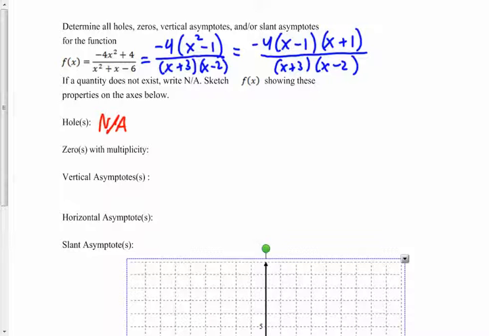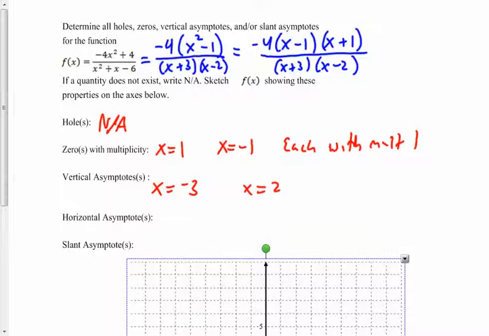Zeros occur when the numerator is equal to 0. Again, a fraction is 0 if the numerator is equal to 0. So in our numerator, we have zeros when x is equal to 1 and when x is equal to negative 1. Since each of these factors had exponent 1, we have them each with multiplicity 1. Vertical asymptotes are where the function's undefined. Again, a fraction's undefined where the denominator is equal to 0. So we have two vertical asymptotes for this graph at negative 3 and at positive 2.